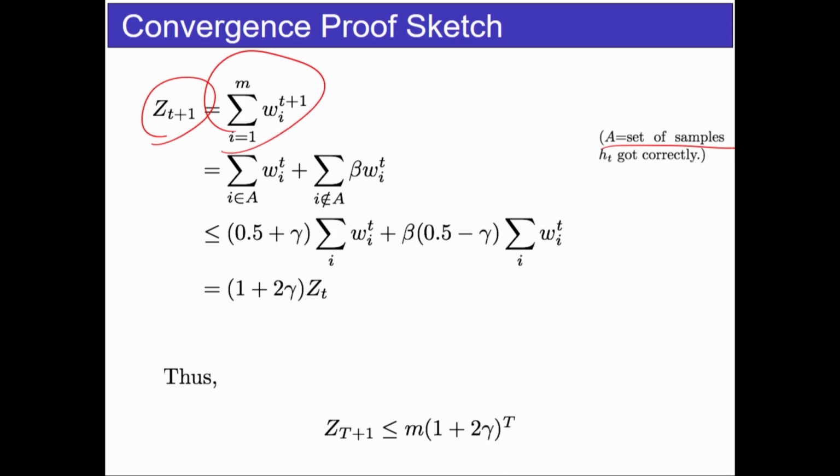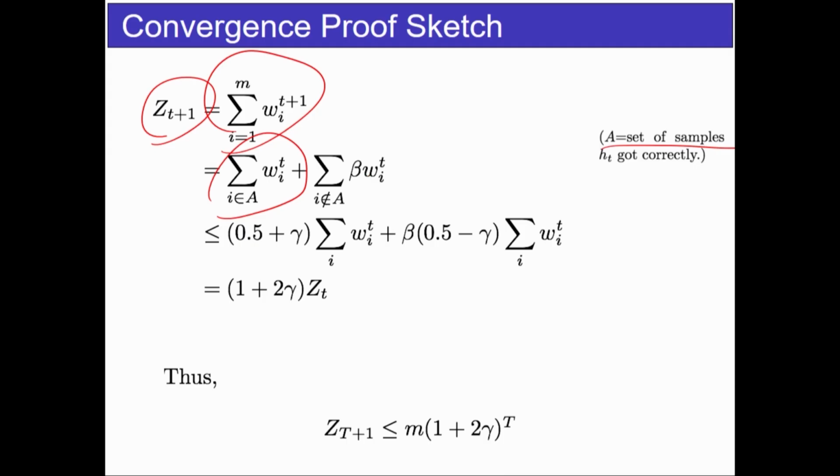And so that means that I can just write this as a split sum: a sum over A and a sum over not A. For i in A, the weight is not going to increase. w_i^{t+1} is going to be the same as w_i^t, because I've gotten it right. But if i is not in A, the weight is going to increase by a factor of beta. So for i not in A, it's going to be beta times w_i^t. It's all equality, so there are no bounds here.